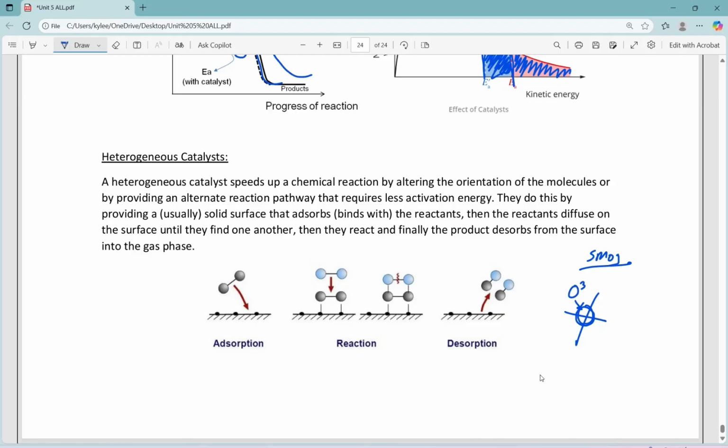That's something I studied when I was in grad school, so I just thought I would add that as a real life application of a heterogeneous catalyst. Not all catalysts are good. In this case, that would be one that we don't want to have happen, and it would definitely be a negative.